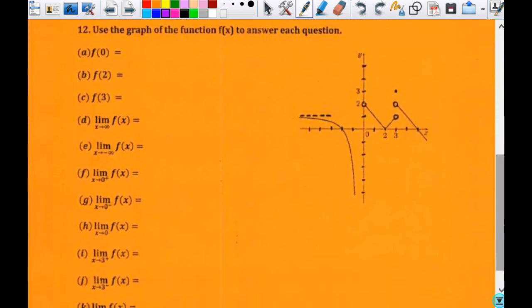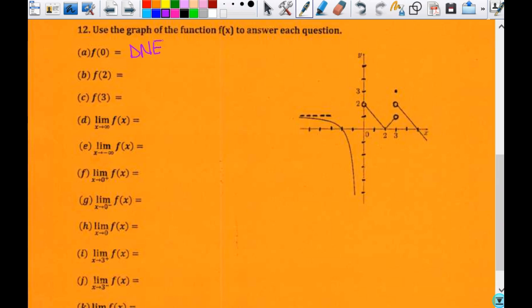Okay, so I'm going to use the graph of the function f of x to answer each question. So f of 0. Well, when x is 0, see what I have. When x is 0, I don't have a y value. That's an open circle. There's nothing down here. So it does not exist.